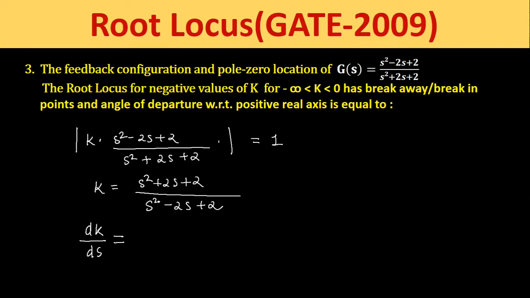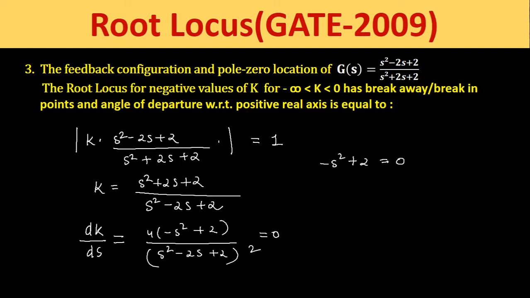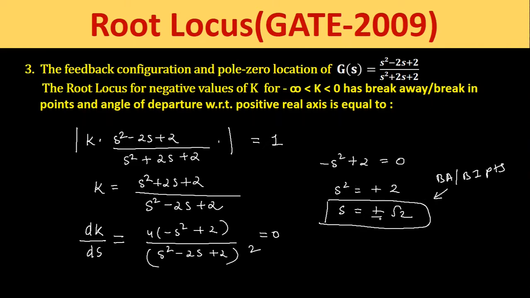When we differentiate this equation with respect to s, after simplification we will get this type of equation: 4 times -(s² - 2) divided by (s² - 2s + 2) whole square. Now we have to equate this equation to 0. Then we will get -(s² - 2) = 0. From here we will get s² = 2 and s = ±√2. So the roots of this equation are our breakaway points. So s = ±√2 is our required breakaway points.